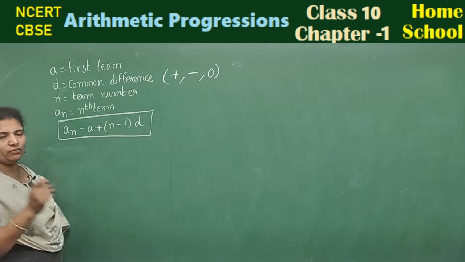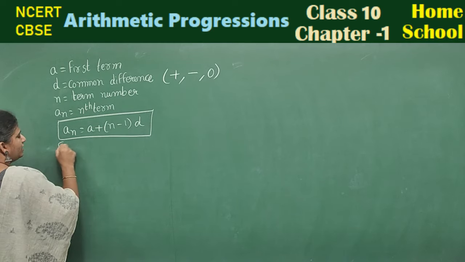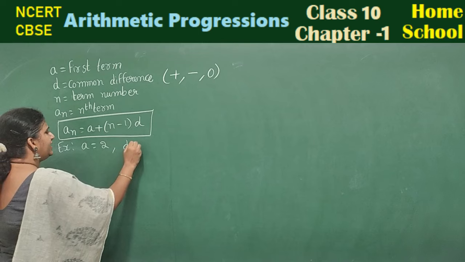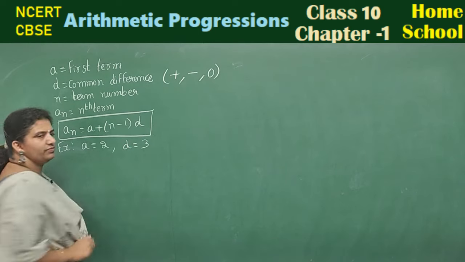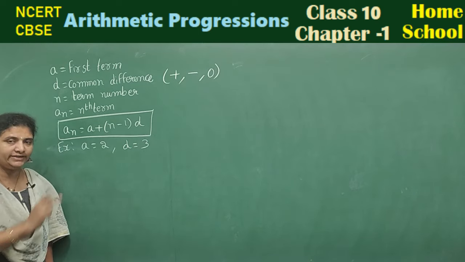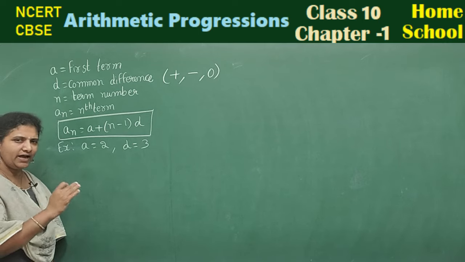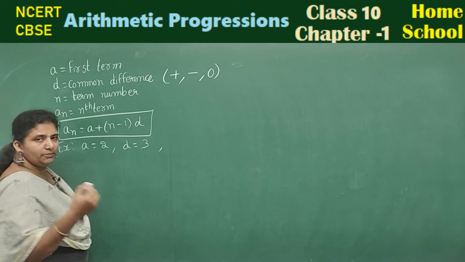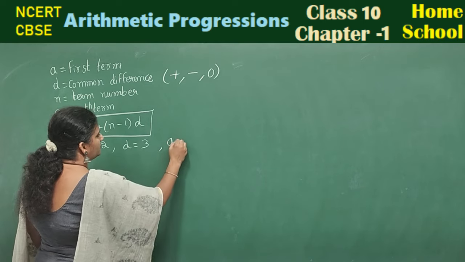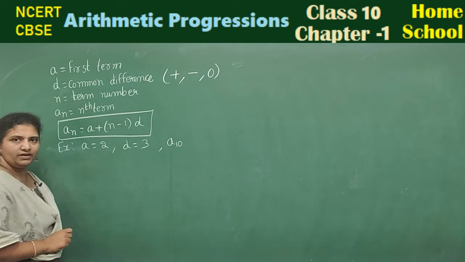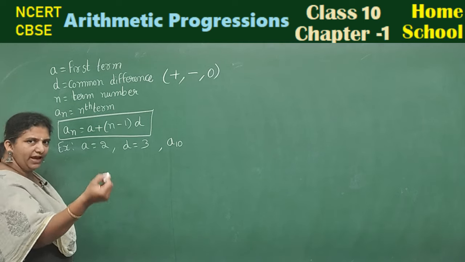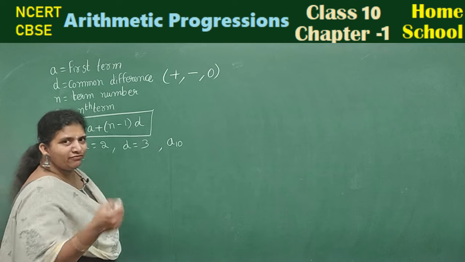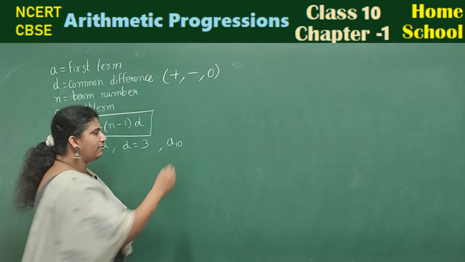Suppose, let me take one example. If a is equal to 2, d is equal to 3, find the 10th term. Observe here, 10th term means A10. Yes, 10th term is A10, 8th term A8, 5th term A5. Like that you need to remember.